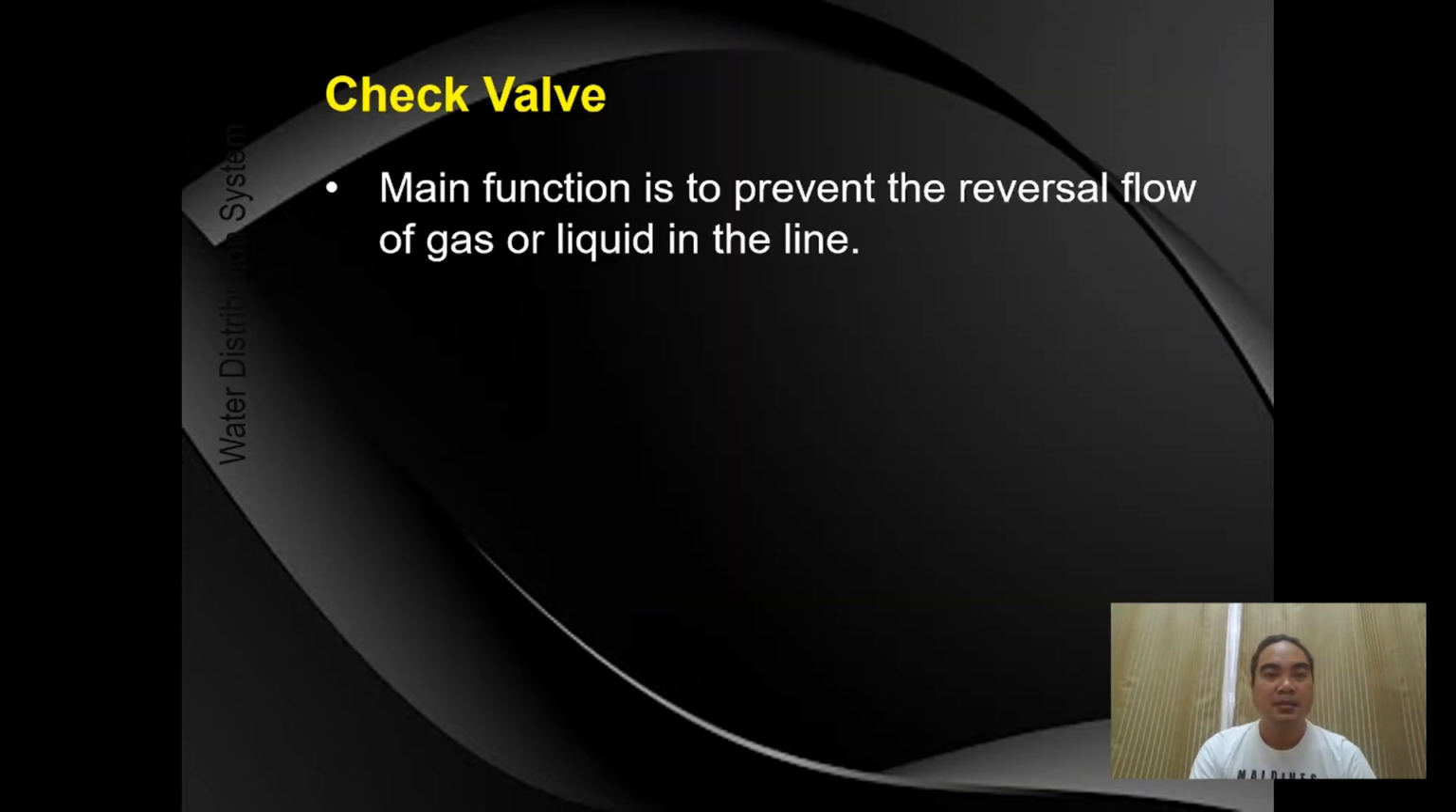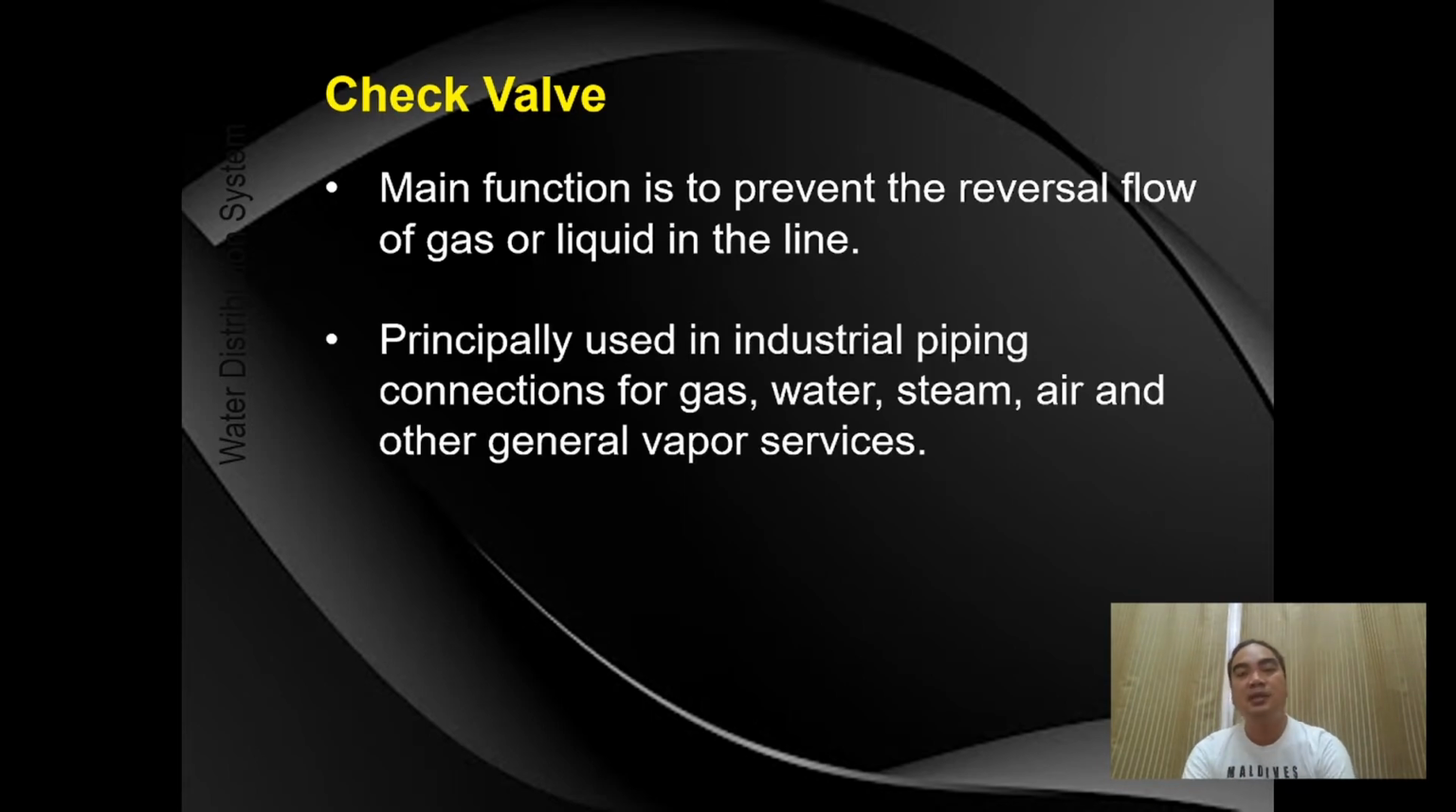Check valve. Main function is to prevent the reversal flow of gas or liquid in the line. So principally used in industrial piping, connection of gas, water, steam, air, and other general vapor services. Yung check valve kasi one way lang yung flow niya. So pag pumasok na yung water or gas or any kind of vapor, hindi na siya makakabalik kasi one way lang yung flap niya.